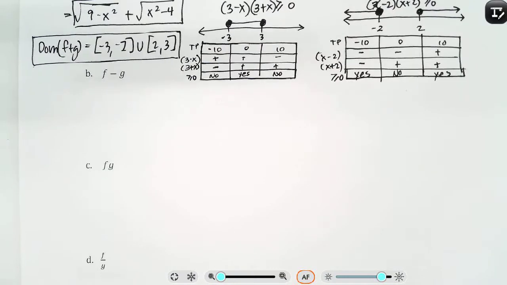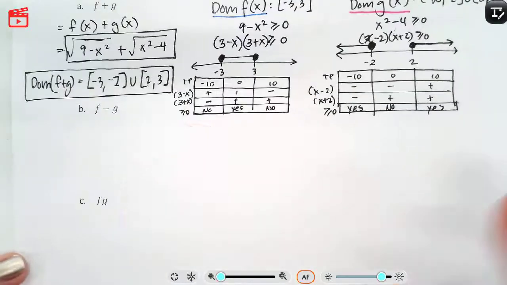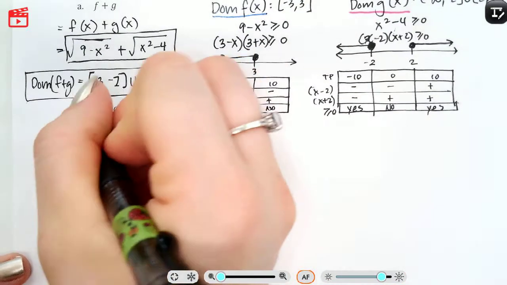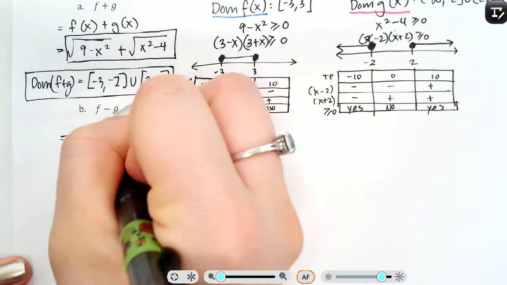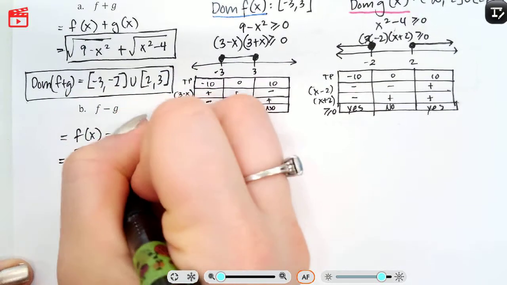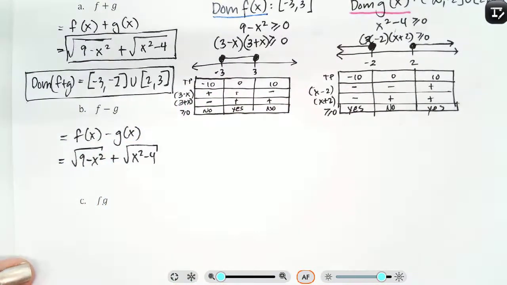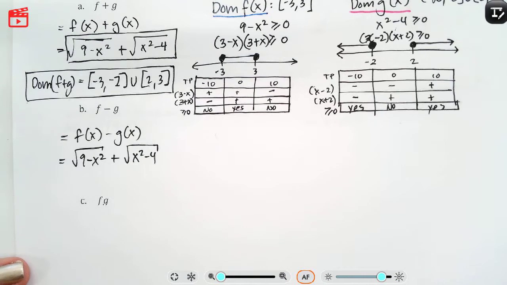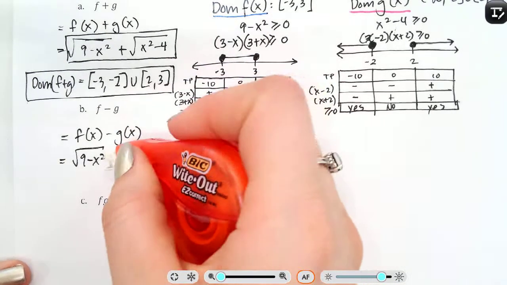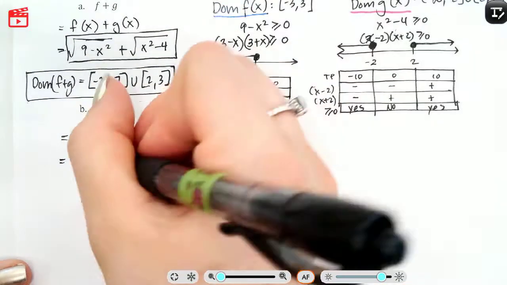All right, let's take a look at F minus G. So the rule, same idea, take the subtraction. It's going to equal F of x minus G of x, which is going to be the square root of 9 minus x squared minus the square root of x squared minus 4, which once again I can't actually do anything to. Cannot add or subtract them. Oops, that's supposed to be a minus sign. Sorry. So that is it for the subtraction.